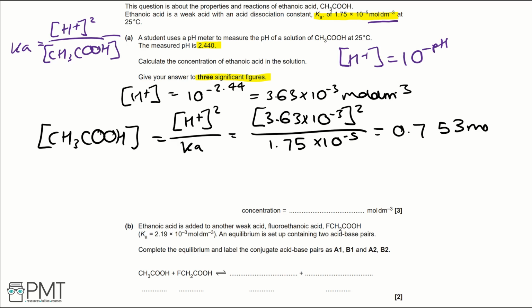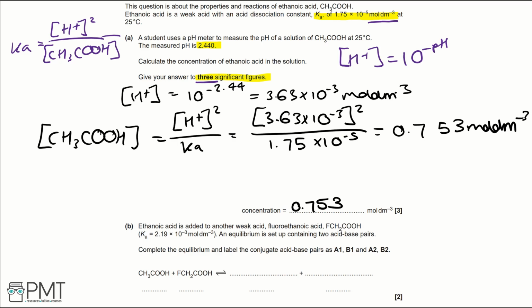0.753 moles per decimeter cubed if we write our answer to 3 significant figures, which is what we're asked to do in the question. Therefore, on the answer line, we need to write 0.753 for our answer for moles per decimeter cubed.